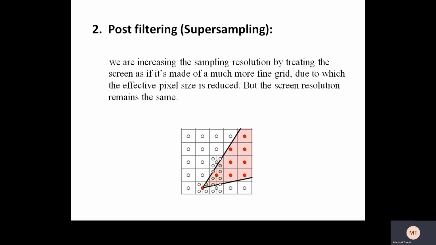So the next technique is the post-filtering technique, or we can call it the super sampling method also. So we are increasing the sampling resolution by treating the screen as if it is made of much finer grain. Due to which the effective pixel size is reduced, but the screen resolution remains the same. So it is a super sampling method.